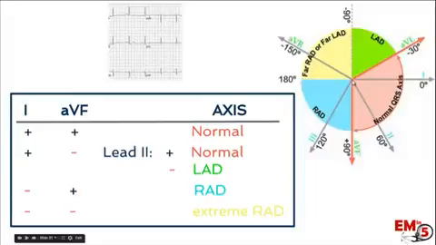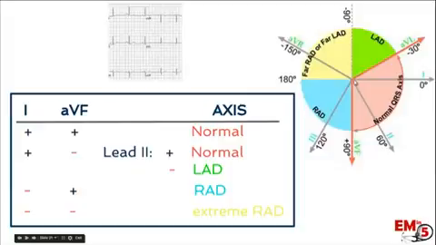If we have a positive wave in 1 and a positive in AVF, so positive in 1, positive in AVF, that means we're going to have a normal axis. Well, that's easy, right? Just look at those 2 leads. Now let's do the complete opposite. So down here, say we have negative in 1 and negative in AVF. That's going to be extreme right axis deviation. That's very abnormal.